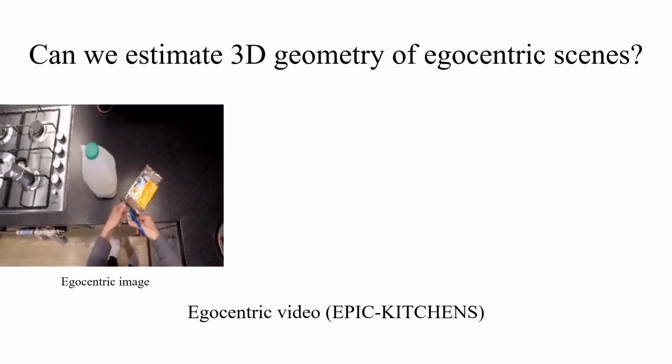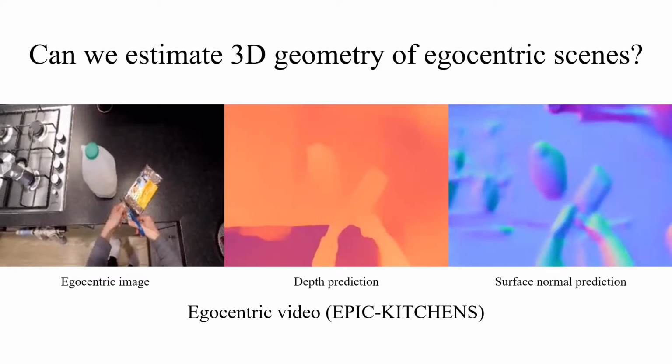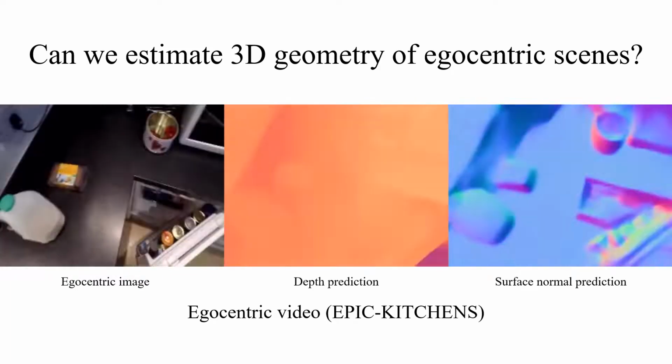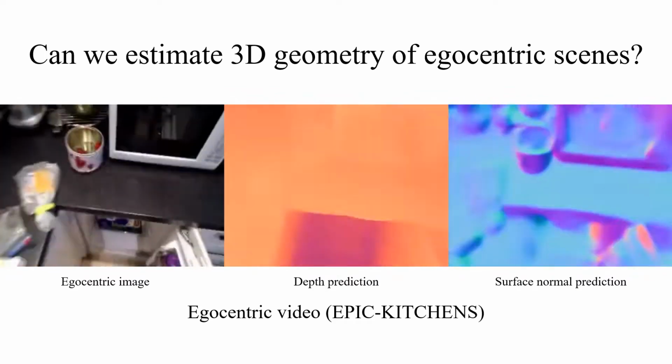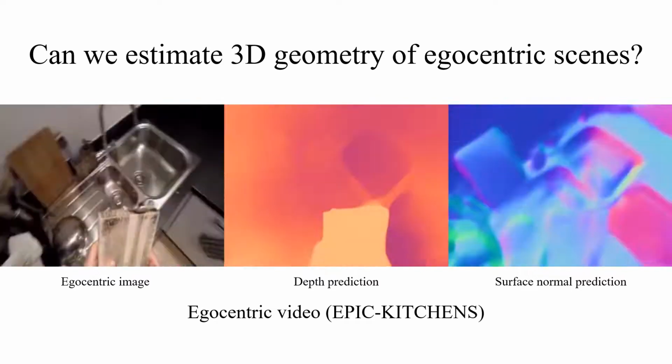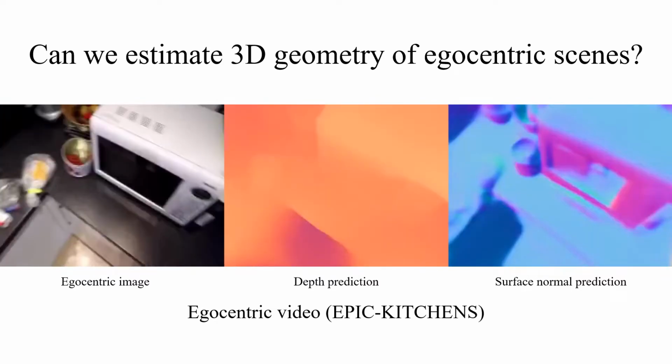In this work, we study the problem of egocentric scene understanding, for example, predicting depth and surface normal from a single egocentric image. The challenge of predicting geometry for egocentric scenes is large hand motion. Our proposed method performs well on challenging egocentric videos such as Epic Kitchen.